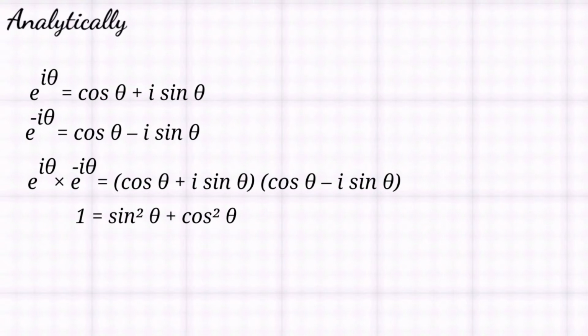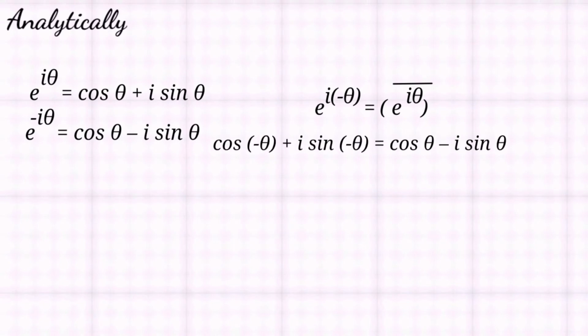Now e to the i theta is actually a complex number. Then by the property of complex numbers, the reciprocal of a complex number is the same as its conjugate. So e to the i minus theta equals the conjugate of e to the power i theta. This implies cos of minus theta plus i sin of minus theta equals cos theta minus i sin theta.